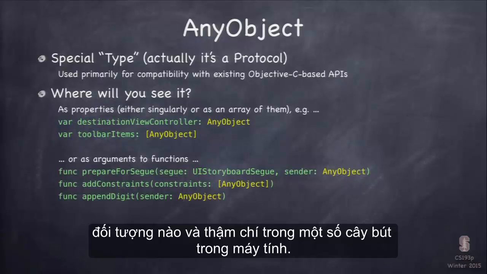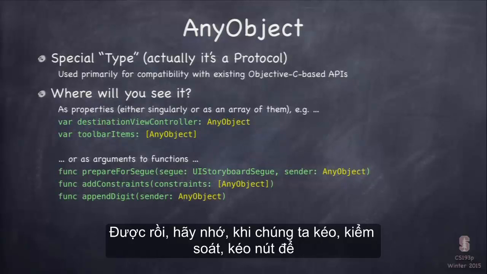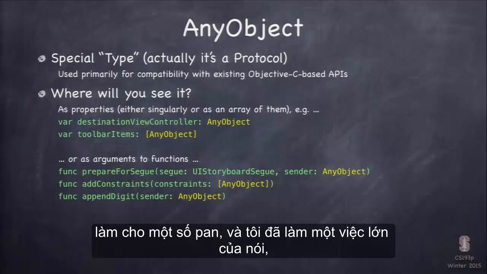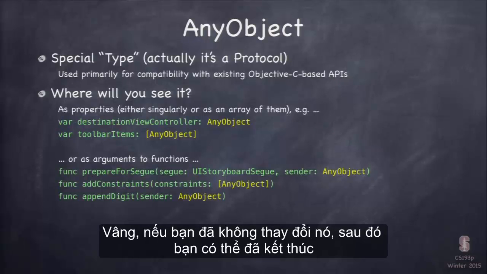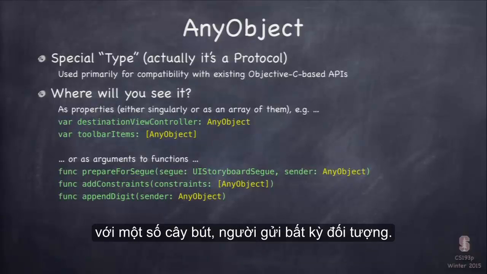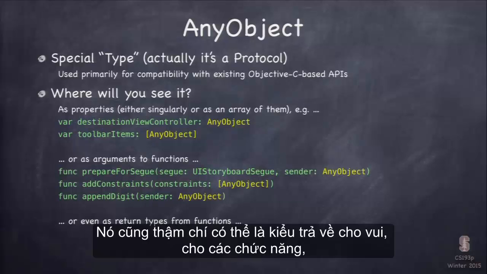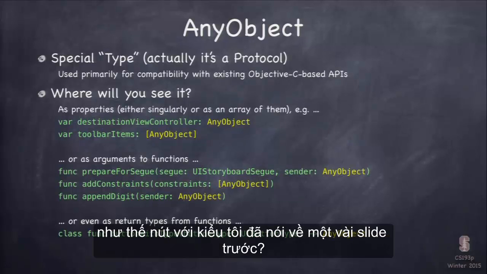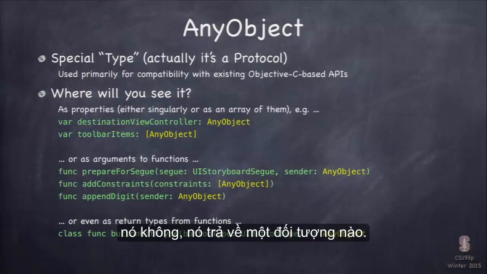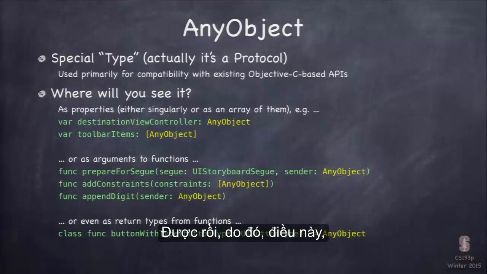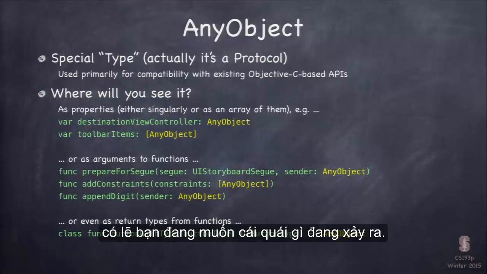And even in appendDigit in Calculator. Remember when we control-dragged the button to make appendDigit? And I made a big deal of saying, change that from AnyObject to UIButton? Well, if you hadn't changed it, you could have ended up with appendDigit sender AnyObject. It also can even be the return type for functions. Like that buttonWithType I talked about a few slides ago, it actually returns AnyObject. It doesn't return a UIButton. You'd think it would, but it doesn't. It returns AnyObject.